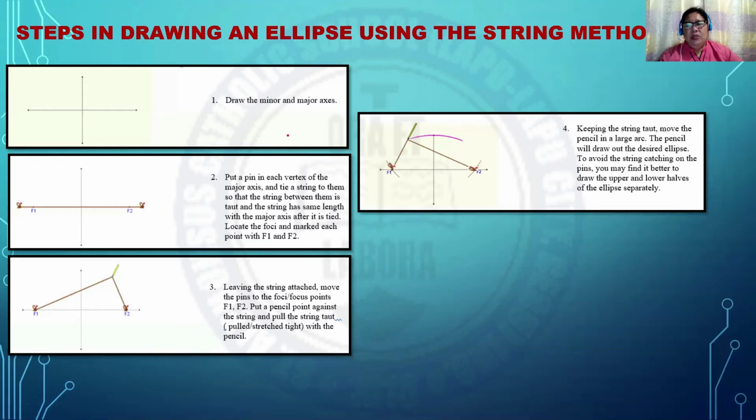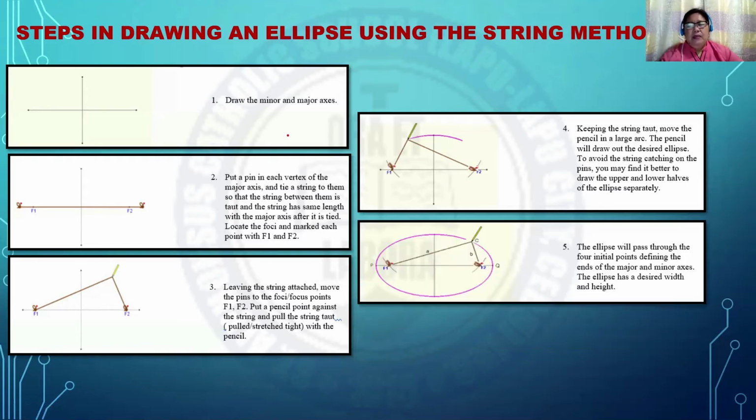To avoid the string catching on the pins, you may find it better to draw the upper half and the lower half of the ellipse separately. And 5, the ellipse will pass through the 4 initial points defining the ends of the major and minor axis. The ellipse has a desired width and height.